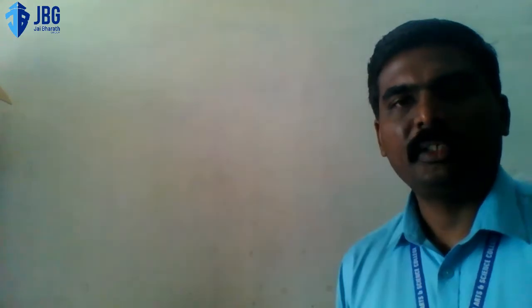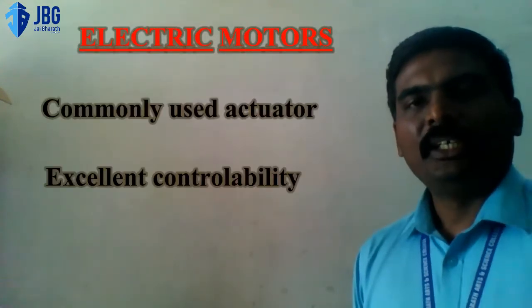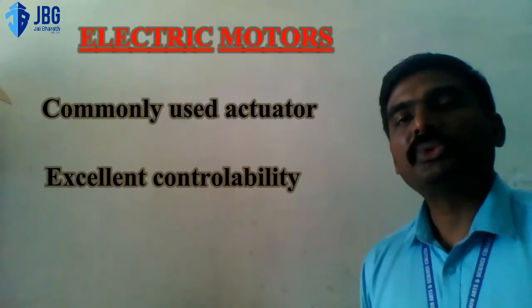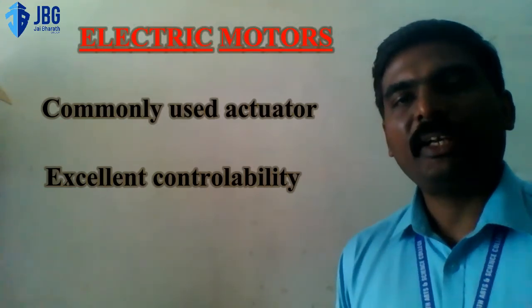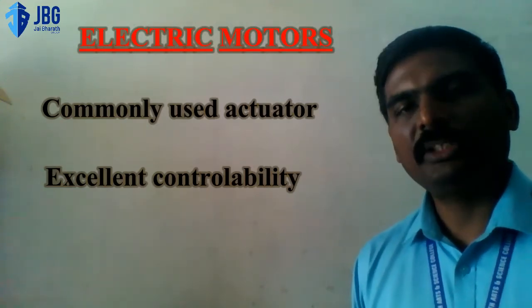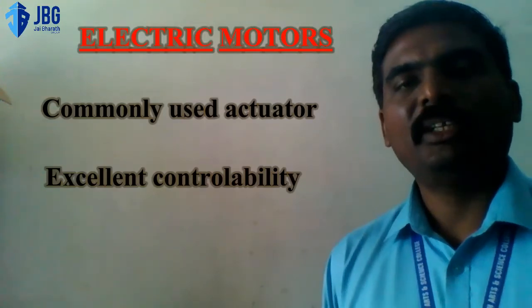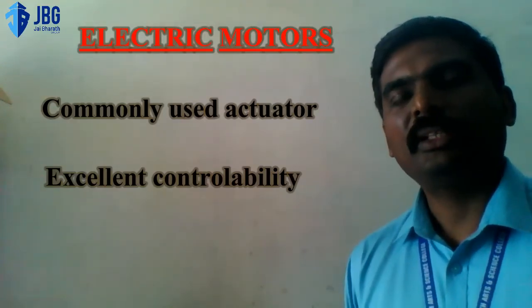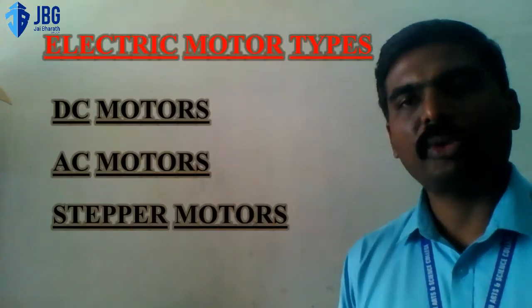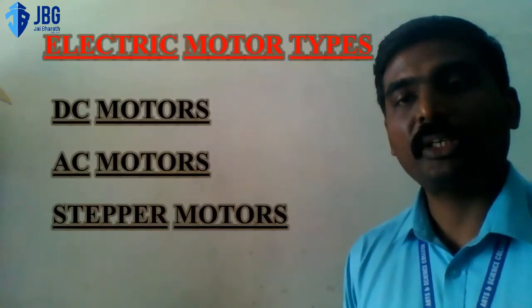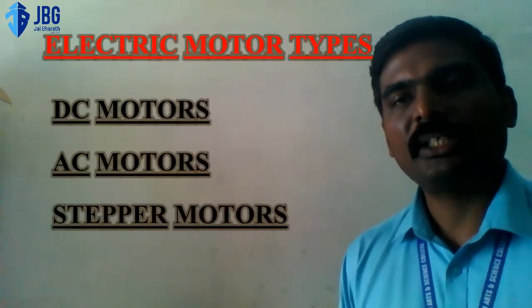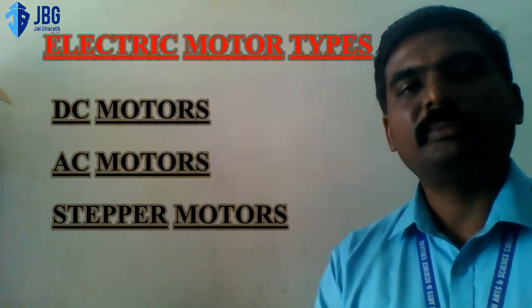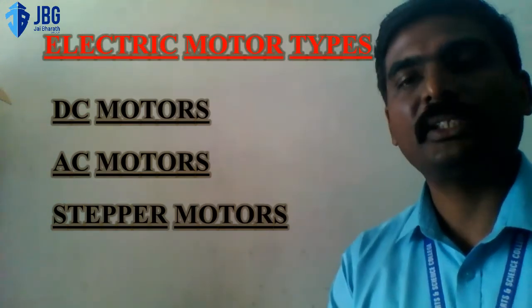Okay. And the second category of actuation technology is electric motors. We know that it is a commonly used actuator. They can provide excellent controllability with low maintenance. You can easily use an electric motor. There are different types of motors: DC motors, stepper motors, and AC motors.